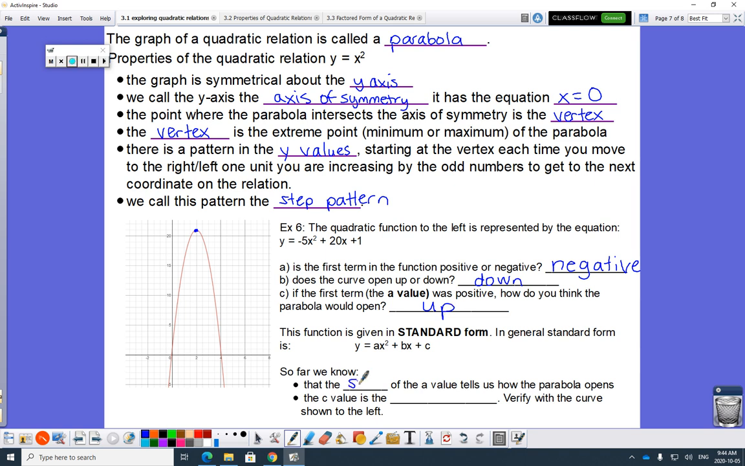So the sign of the a value tells you how the parabola opens. If you would like it even more summarized than that, if a is positive, that's up; negative, down. And really, if you think about positive and negative, like I feel positive, I feel up, you know.